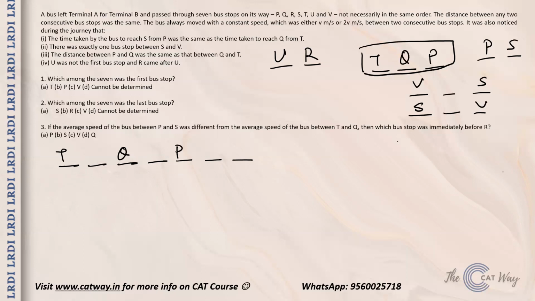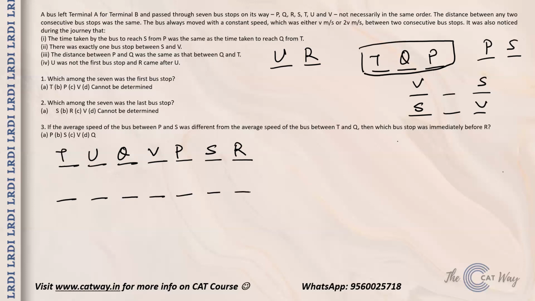Chalo. Then what we have is, you see that between S and V there is one stop. So if S comes over here, V cannot come over here, right? So definitely S has to occupy this position, V has to occupy this. We know R comes after U, so U will come over here, R will come over here, right? This is one possible case when T was the first stop.